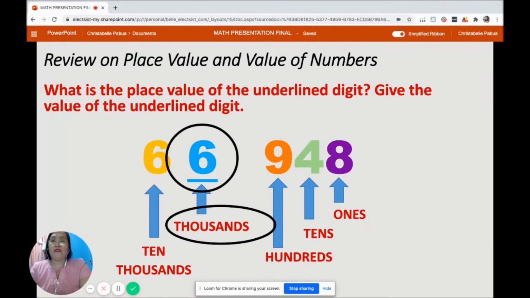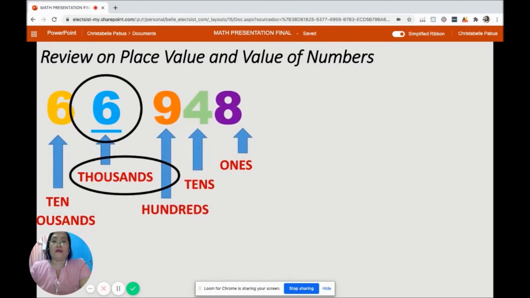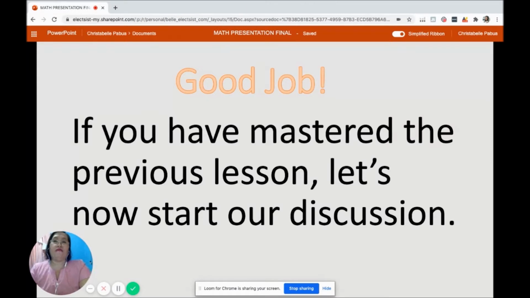Now let's find out the value of the underlined digit. The underlined digit is 6, and it is found in the thousands place value. So therefore, 6 times the value, which is 1,000, is equal to 6,000. So the value of 6 in the number 66,948 is 6,000. Good job! If you have mastered the previous lesson, let's now start our discussion.